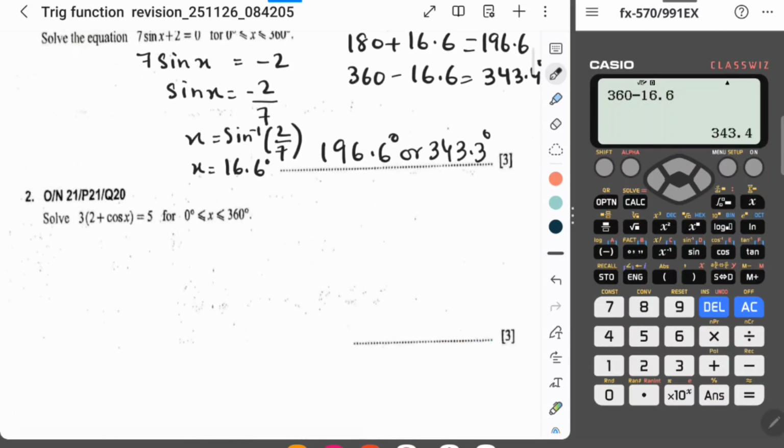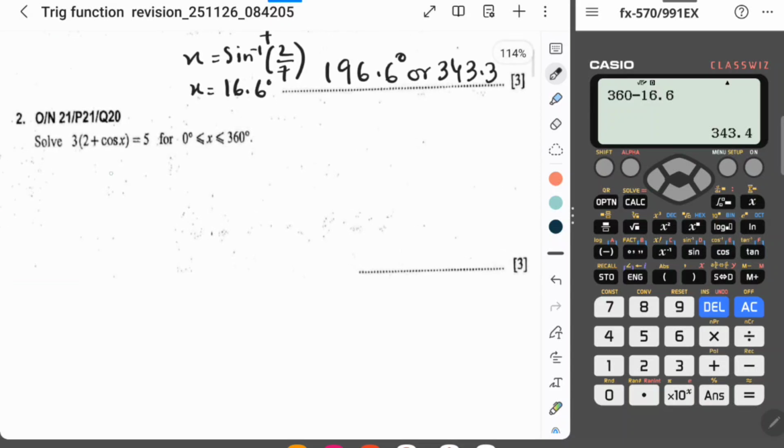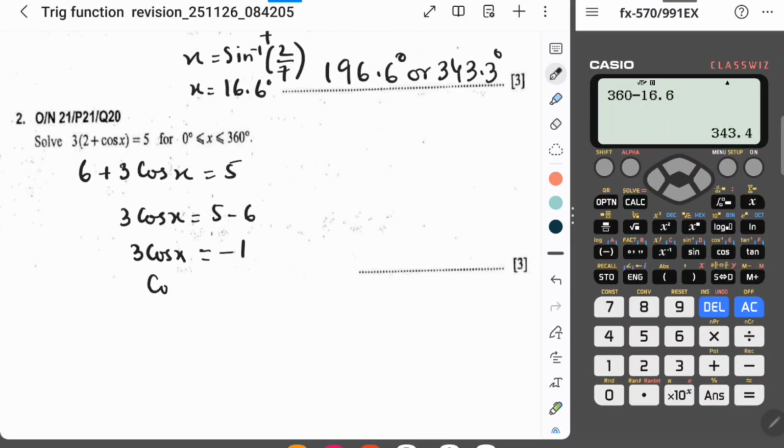Now the next question, October-November 2021, paper 2-1 and question 20. Solve this question. So this is 3 times 2 plus cos x equals 5. 3 times 2 is 6 plus 3 cos x is equal to 5. 3 cos x is equal to 5 minus 6, which is equal to minus 1. So cos x is equal to minus 1 over 3.